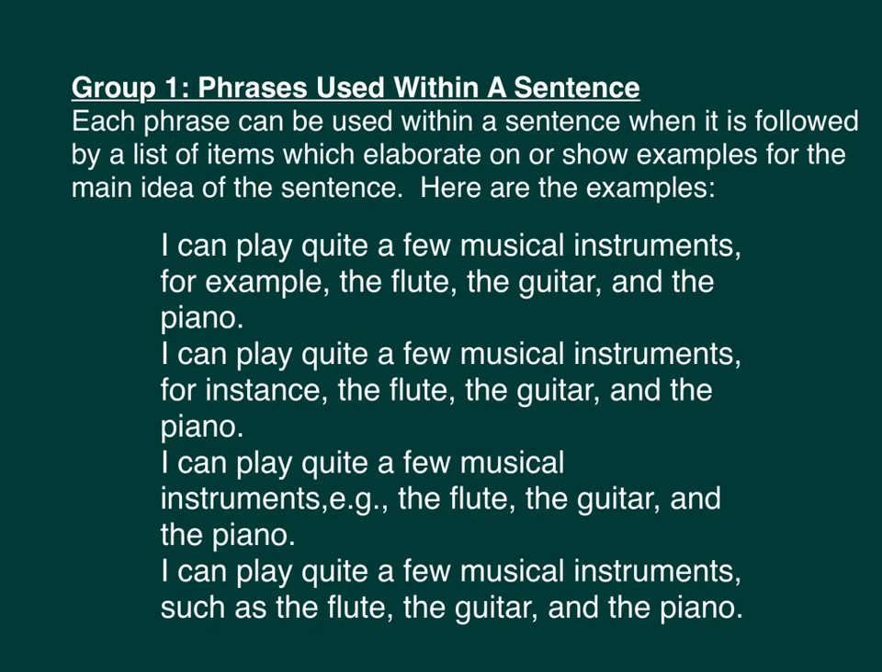Group 1. Phrases used within a sentence. Each phrase can be used within a sentence when it is followed by a list of items which elaborate on or show examples for the main idea of the sentence. Here are the examples. I can play quite a few musical instruments. For example, the flute, the guitar, and the piano.